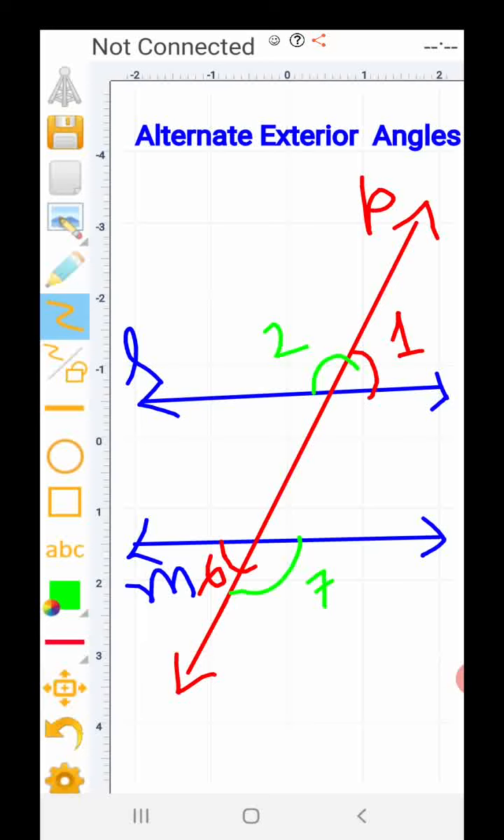1, 2, 6, 7 all are exterior angles. But for alternate exterior, 1 and 6 are both on opposite sides of the transversal. 1 and 6 are opposite. 2 and 7 are also on opposite sides of the transversal. So 2 and 7 is one pair of alternate exterior angles, and 1 and 6 is another pair of alternate exterior angles.